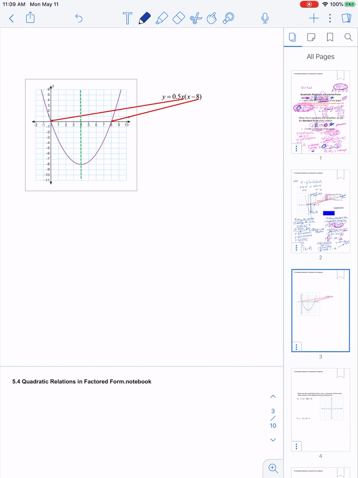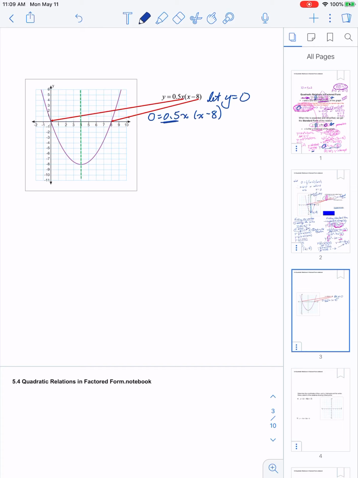All right, so this time we have 0.5x times (x minus 8). Well, that's kind of weird. So I'm just going to write it again, y equals 0.5x times (x minus 8). So either 0.5 equals 0, which it won't. I'm going to change this to a 0 here. So let y equals 0 to get the x-intercept.